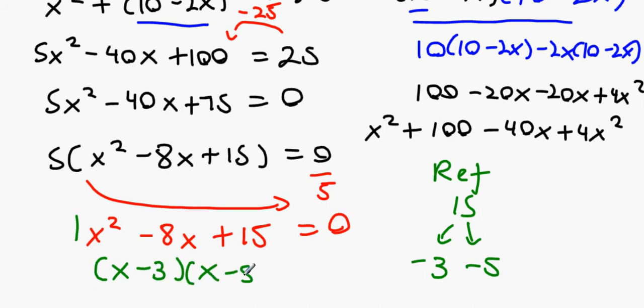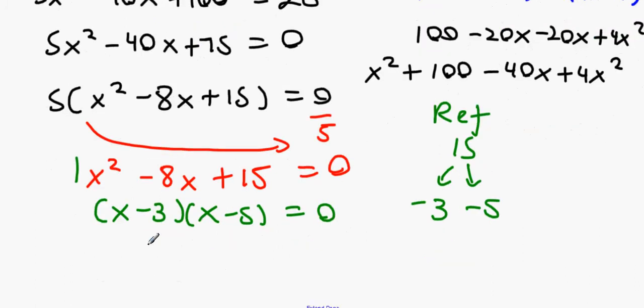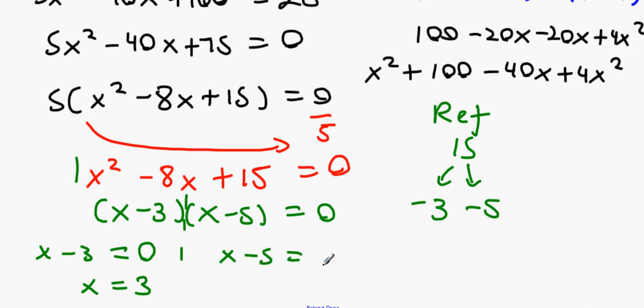It's a special example. And then you put the line down the middle, and then you say x minus 3 equals 0, x equals 3, or x minus 5 equals 0, x equals 5. Okay. Next step.